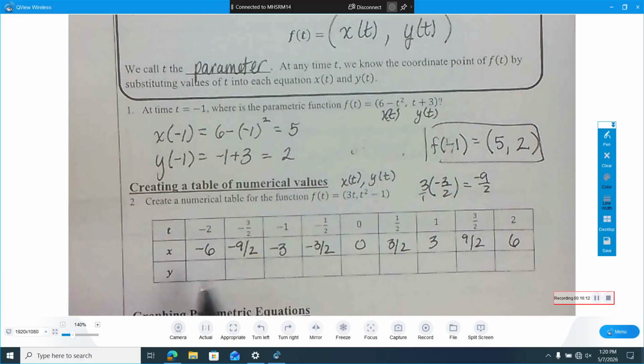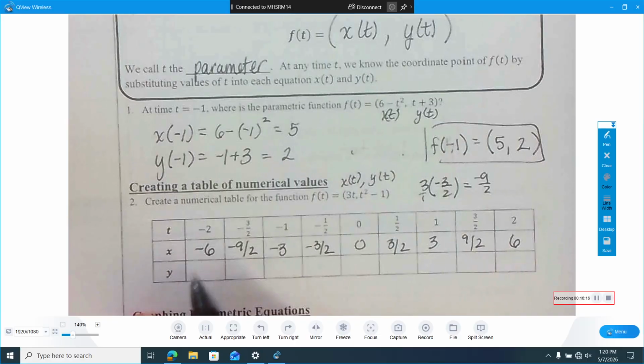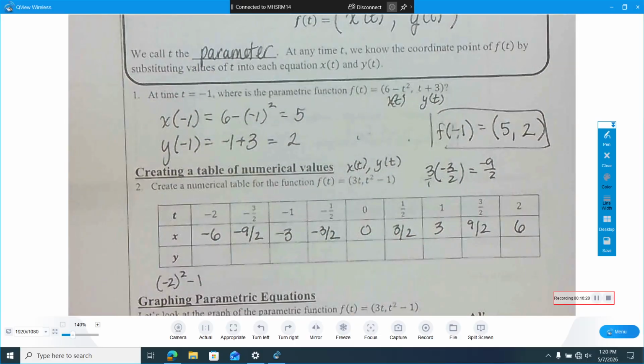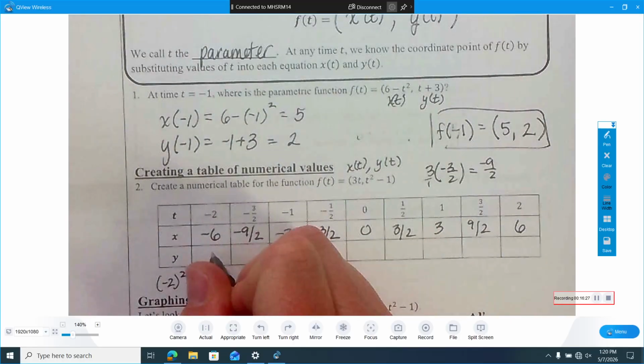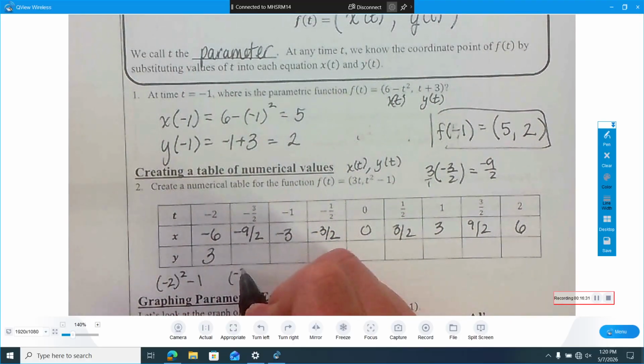All right. So the second equation is t squared minus 1. And so I'm plugging in -2 squared minus 1. What is -2 quantity squared? 4. Minus 1? 3. Good. Now we're plugging in -3 halves. So -3 halves squared minus 1.